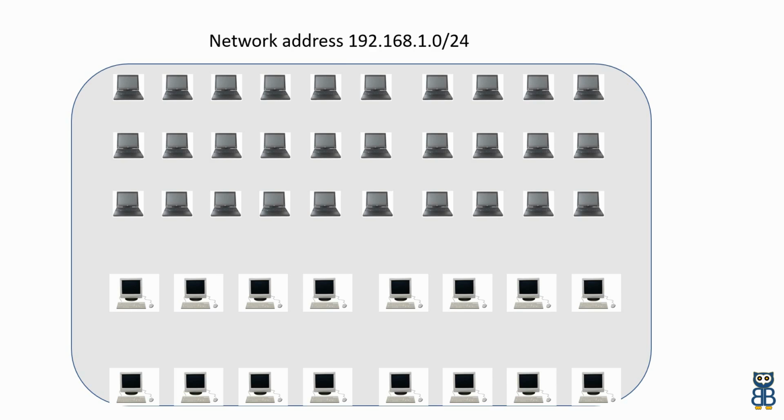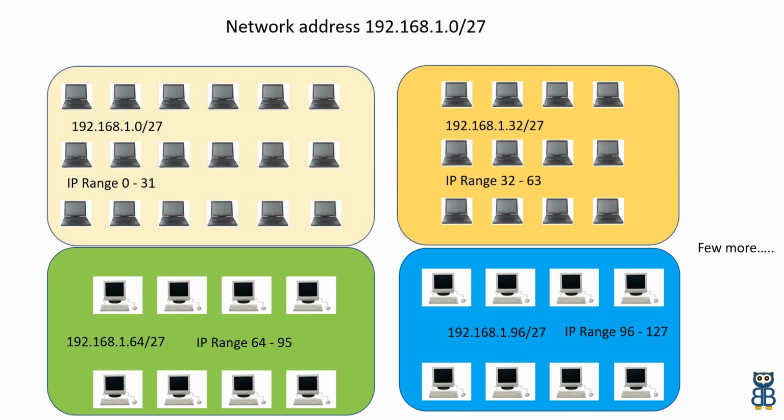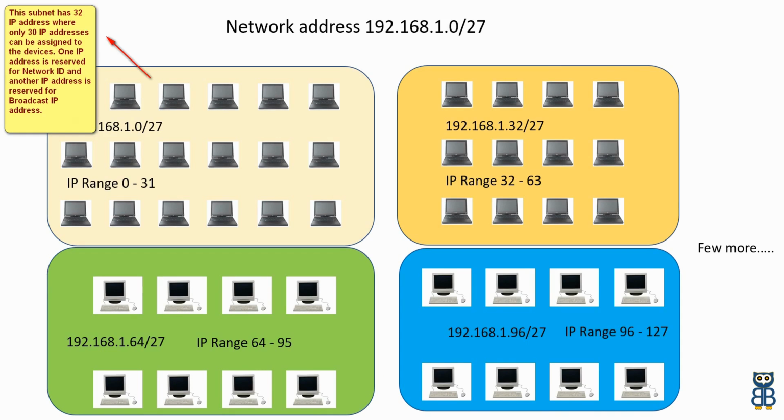Let's say we needed to change the subnet mask from /24 to /27 on each configured host. We have just created 8 networks from the one large network we had. I am keeping things simple for now and showing only 4 of these smaller networks because I want you to understand the concept of subnetting and see how important the subnet mask is. Now each network has 32 IP addresses, where 30 IP addresses can be assigned to the host.